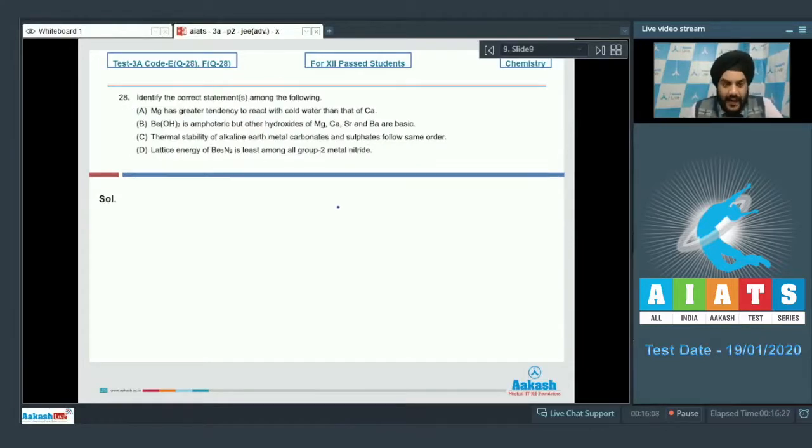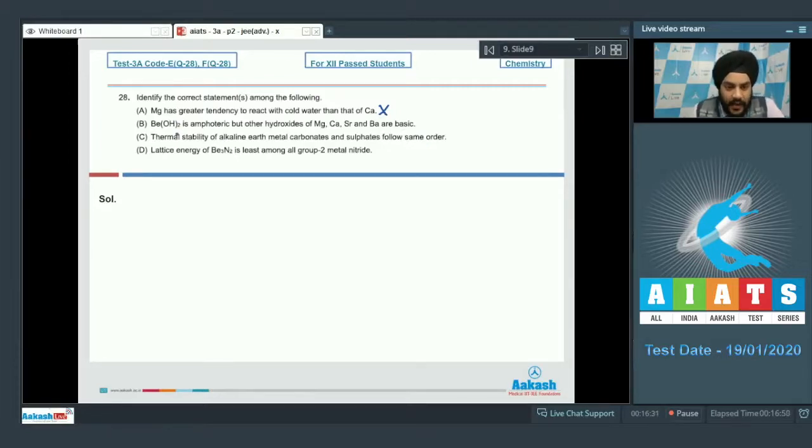Question number 28. Identify the correct statements among the following. So if we talk about A option now, magnesium has greater tendency to react with cold water than that of calcium. This is not correct, students. In the reactivity series, the magnesium lies towards the right as compared to calcium. So magnesium has a lesser tendency to react with cold water than that of the calcium.